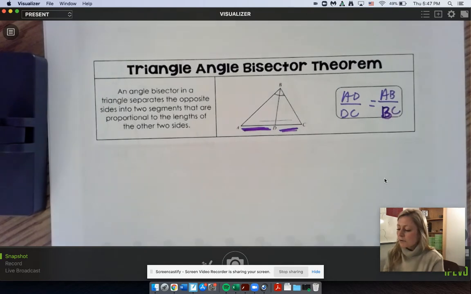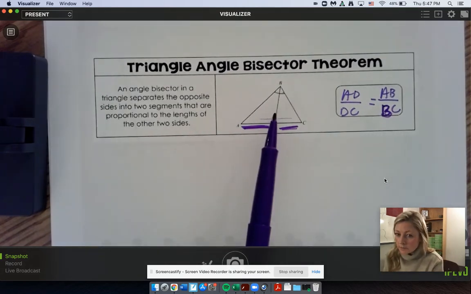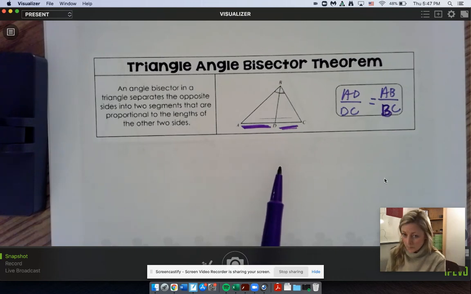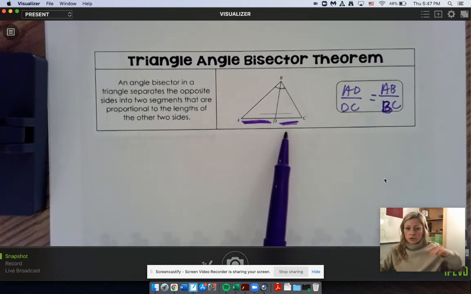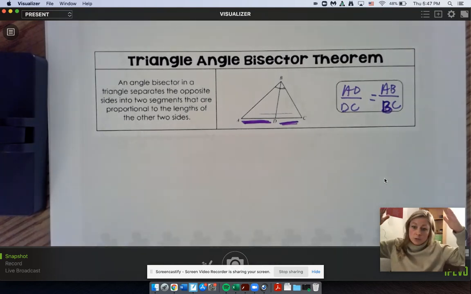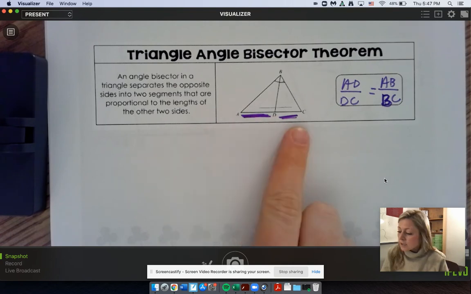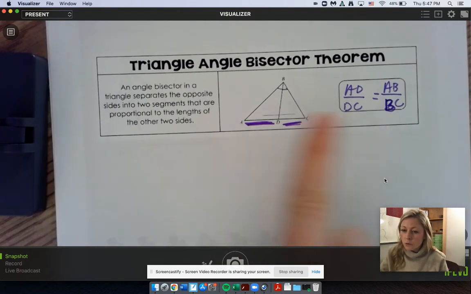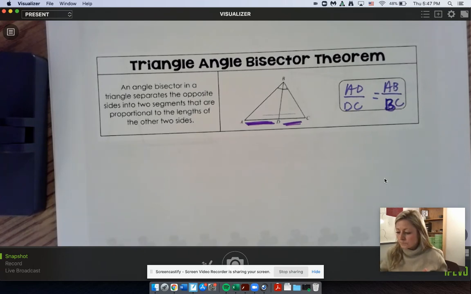So just to reiterate what happened there, when you have an angle bisector in a triangle, it splits the triangle into proportional parts. The side that you split is proportional to the two whole sides that nothing happened to. So that's why we were able to put the two parts over each other and set it equal to the two whole sides that nothing happened to. Okay?